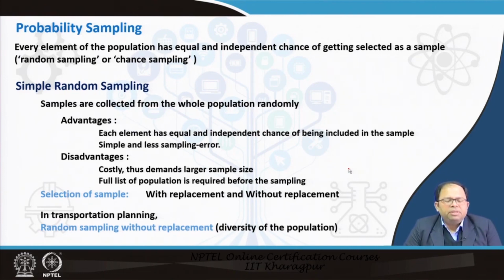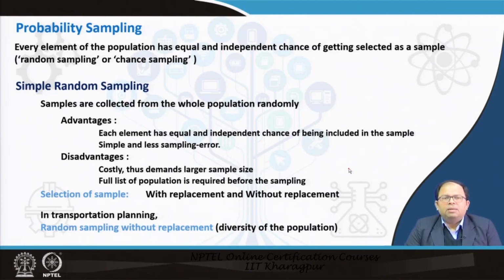For example, in simple random sampling, the samples are collected from the entire population randomly. It has certain advantages. As you can understand, each element has an equal and independent chance of being included in the sample, so the chance of sampling bias and sampling error is less. It's a simple survey. Whereas the disadvantages are it requires a much larger sample size, so it is also costly.